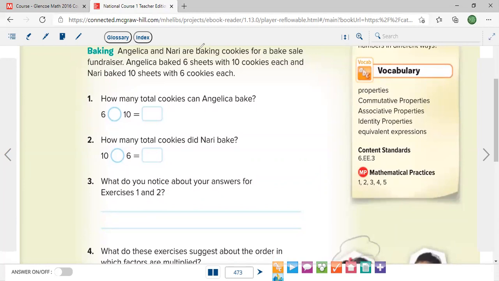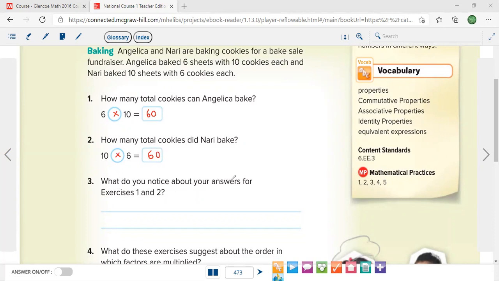Angelica and Nari are baking cookies for a bake sale fundraiser. Angelica baked 6 sheets with 10 cookies each. And Nari baked 10 sheets with 6 cookies each. How many total cookies did Angelica bake? Of course, this is a multiplication problem. So 6 multiplied by 10 will give you 60. How many total cookies did Nari bake? Also 10 multiplied by 6 will give you 60.